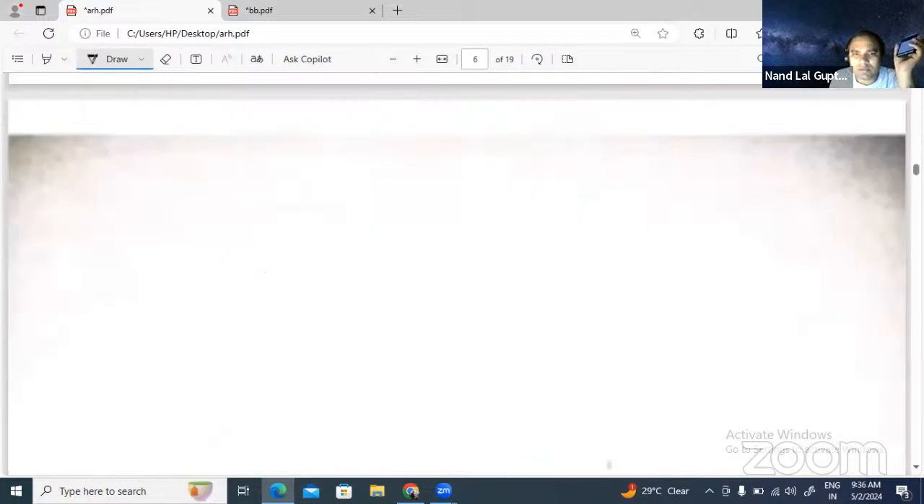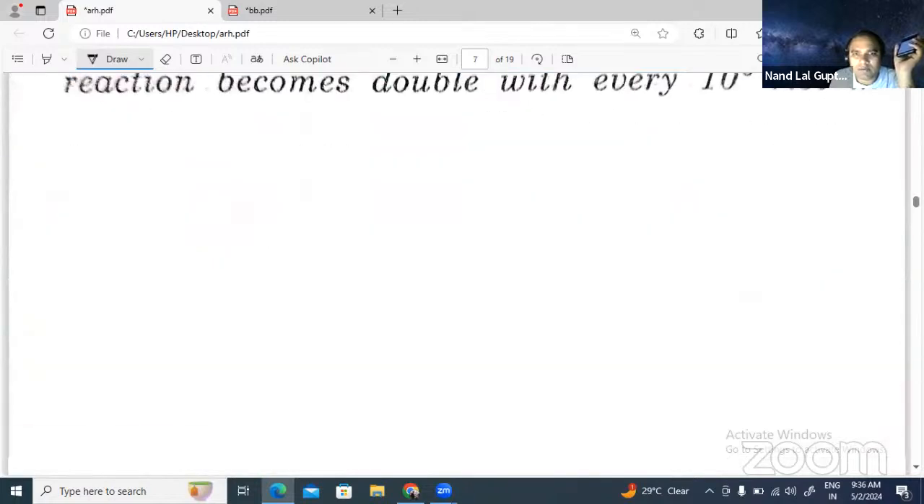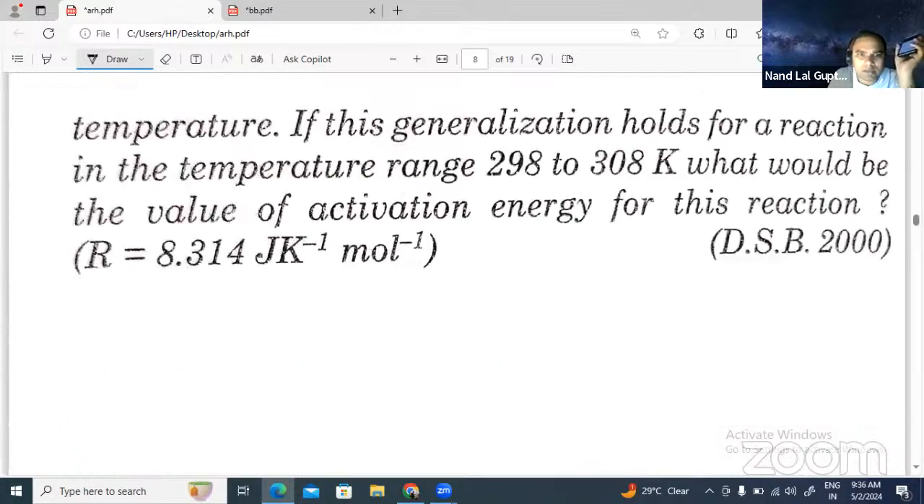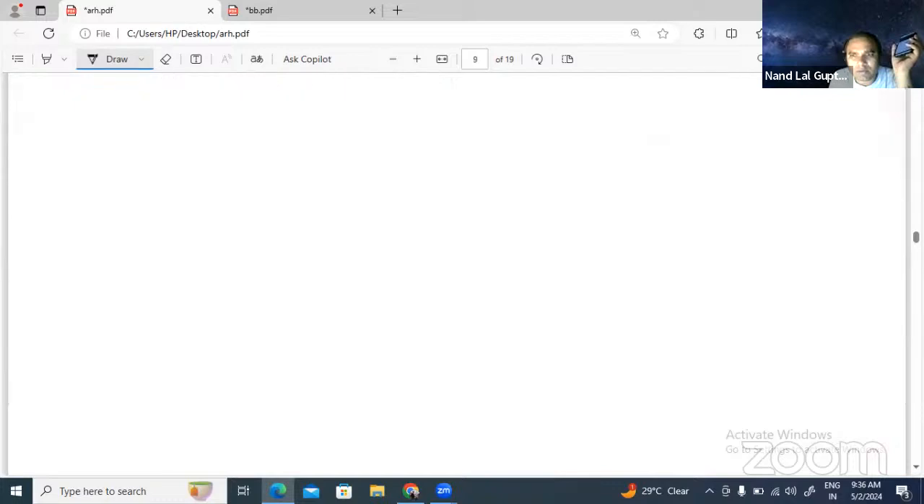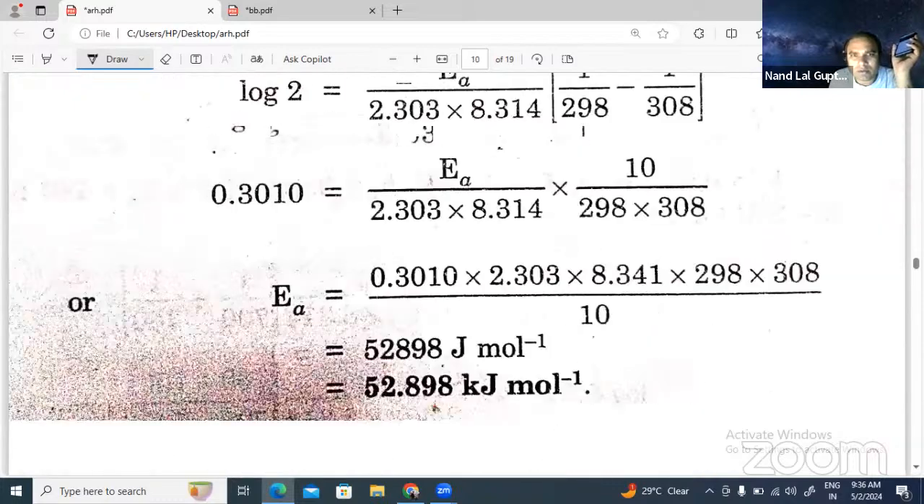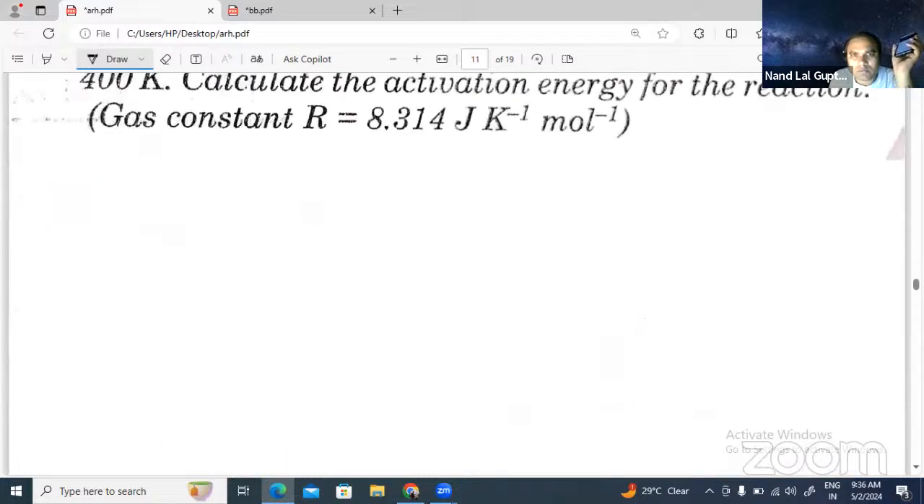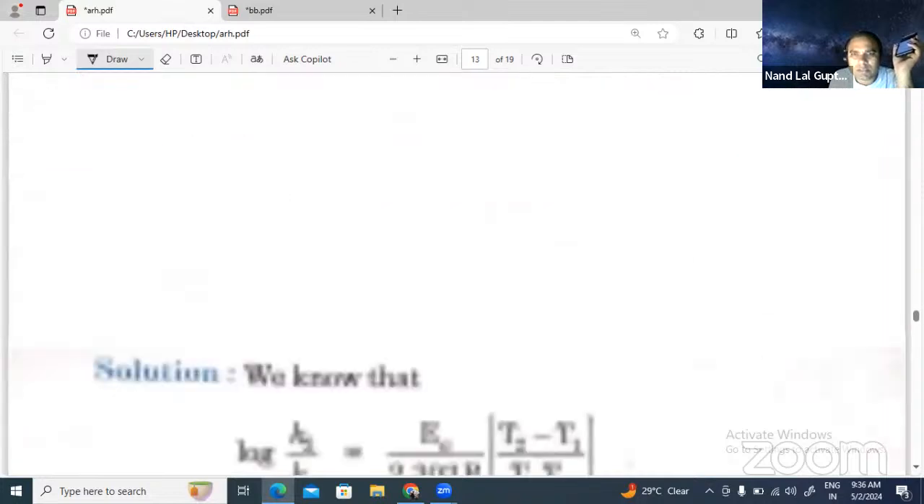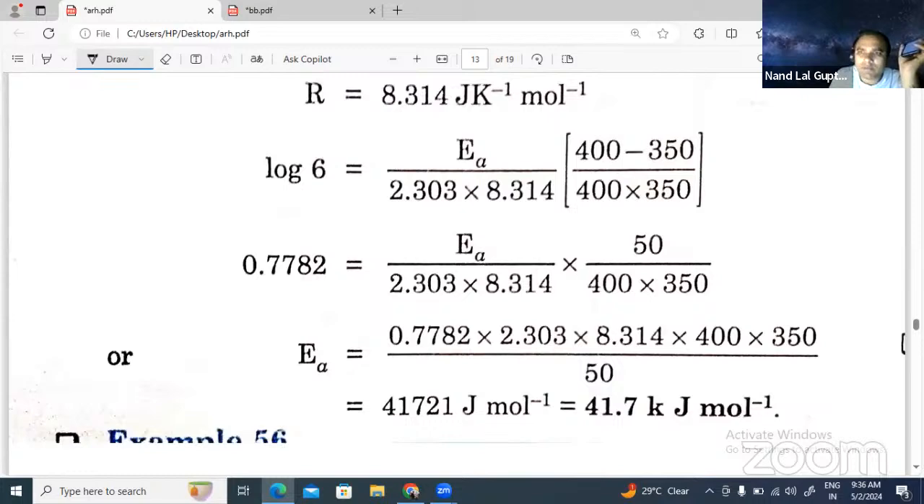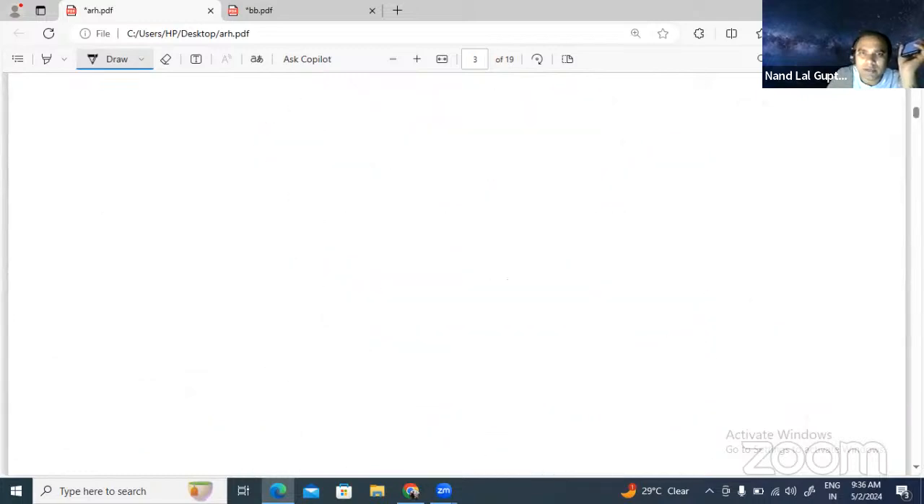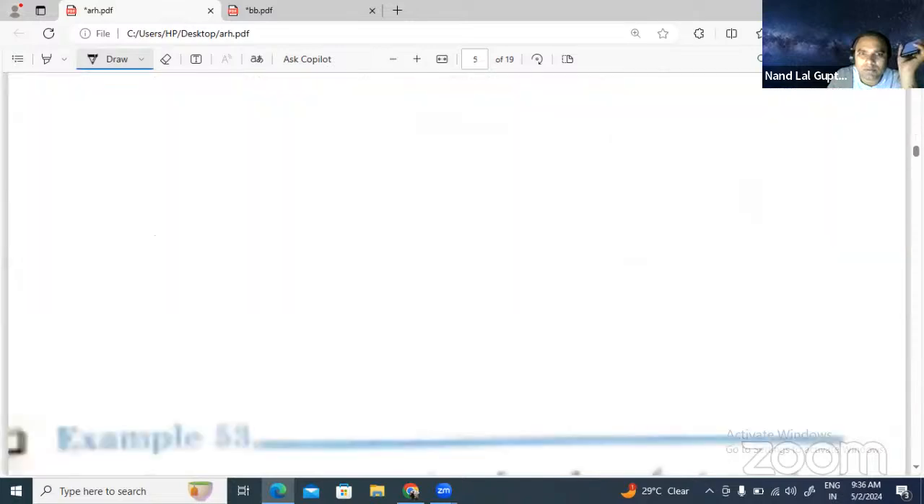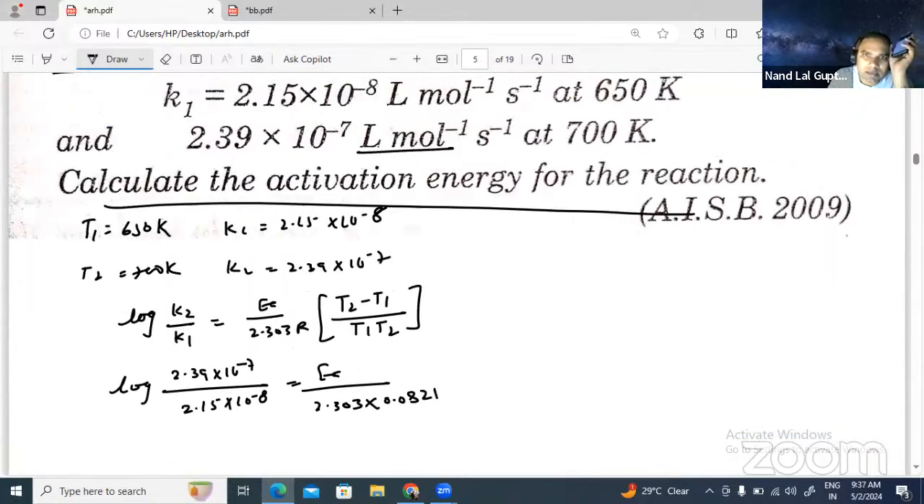If you want to see the values, I'll show you here. In some questions they have given the R value as 8.31 Joule Kelvin inverse mole inverse. Wait, why have they given Joule Kelvin mole inverse? We required liter mole inverse Kelvin inverse. Wait. 8.314 Joule Kelvin inverse mole inverse means the activation energy will come out in joules, so we have to write this one only, 8.314.